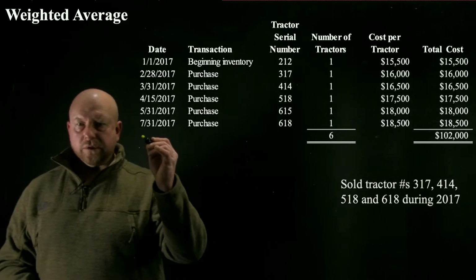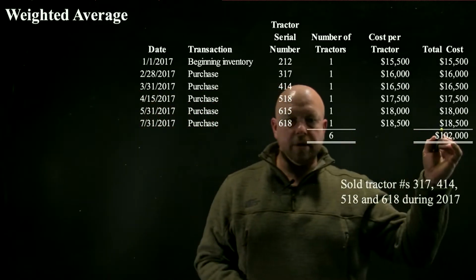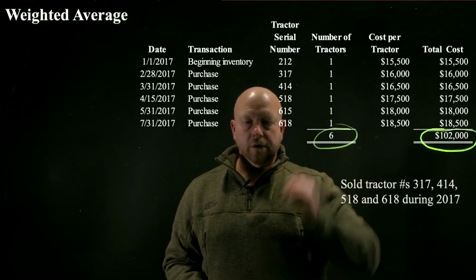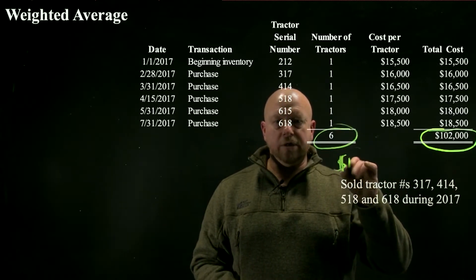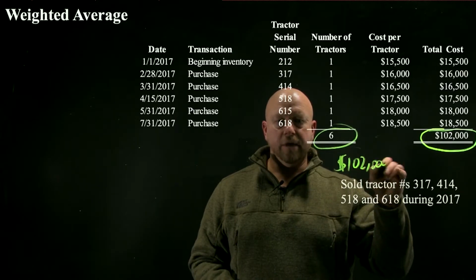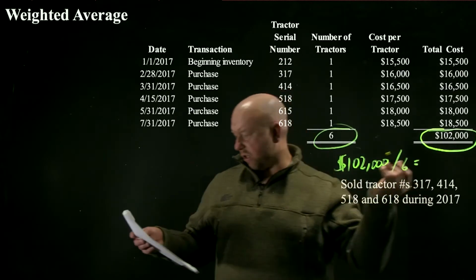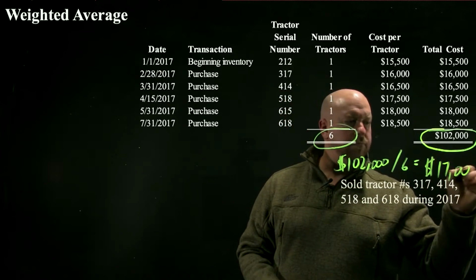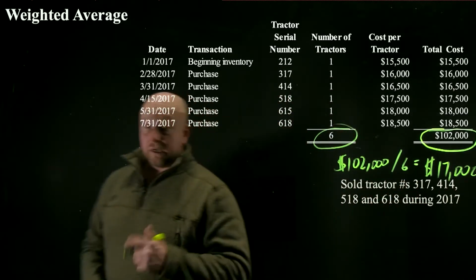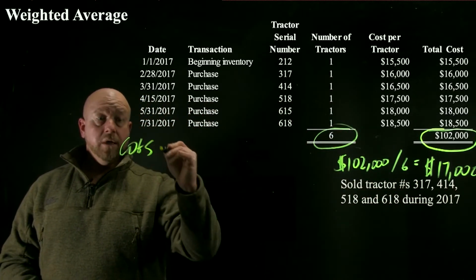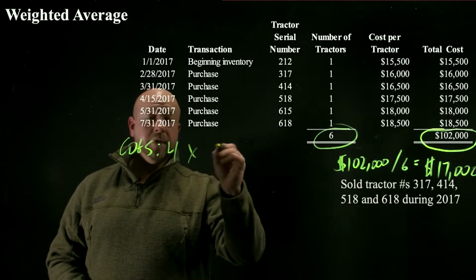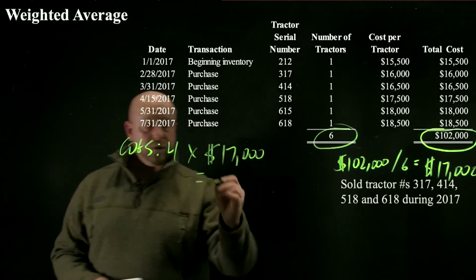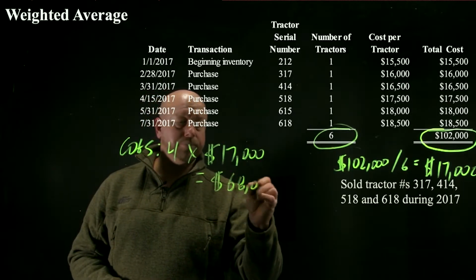And all we're basically doing is saying, all right, you know what? There's $102,000 of cost. There are 6 units. $102,000 divided by 6 tractors gives you an average cost. What did I come up with? $17,000 per tractor. Okay? We're just averaging things out. You want to figure out your cost of goods sold? Well, we sold 4 tractors. The average cost was $17,000. That comes out to a total cost of $68,000.